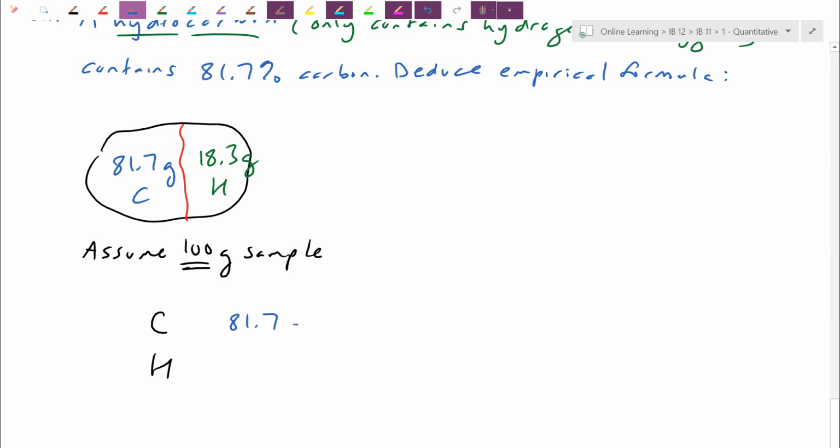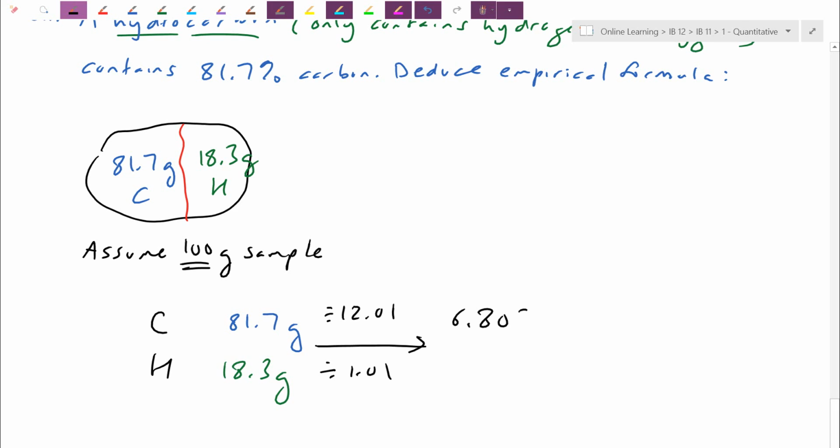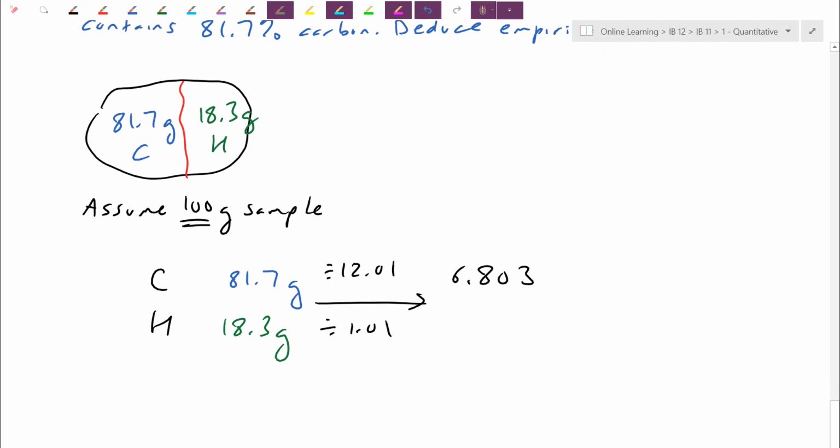Let's take these masses, 81.7 grams, 18.3. It's always very systematic. The first problem to take care of is divide out their own molar mass. These are not the same mass, so it's not a fair comparison so far. 81.7 divided by 12.01 gives me here 6.803. Be a little sloppy with sig figs. The reason why is because I don't want to accumulate rounding errors. The other reason will become very clear as we do this.